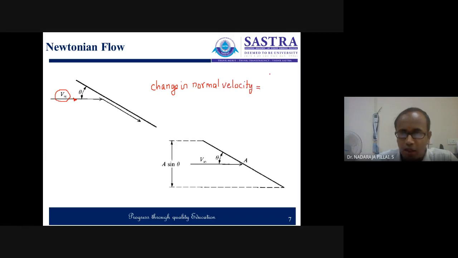So what is the change in normal velocity? We can write that it is v infinity sine theta. We can solve it and say that the change in normal velocity is v infinity sine theta. Okay. Now let us go again to the next one.